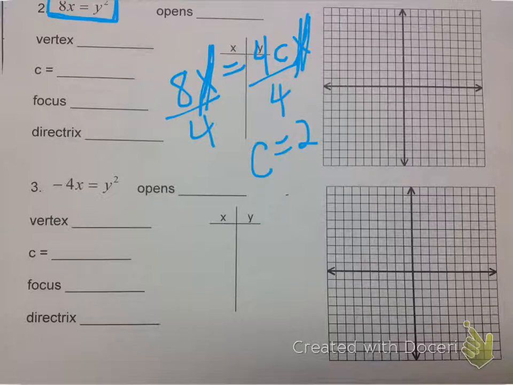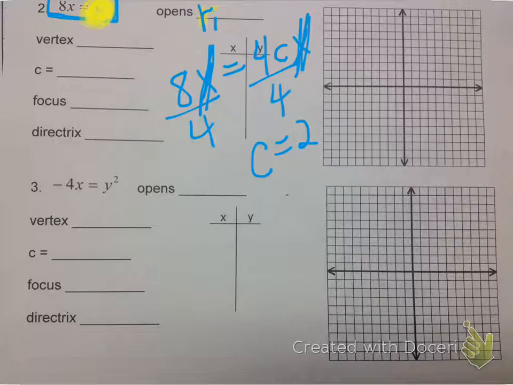All right, so I skipped 2 very important things. First of all, which way does it open? Well, it's y squared. Y squared either opens to the right or to the left, and since 8 is positive, this is going to open to the right.